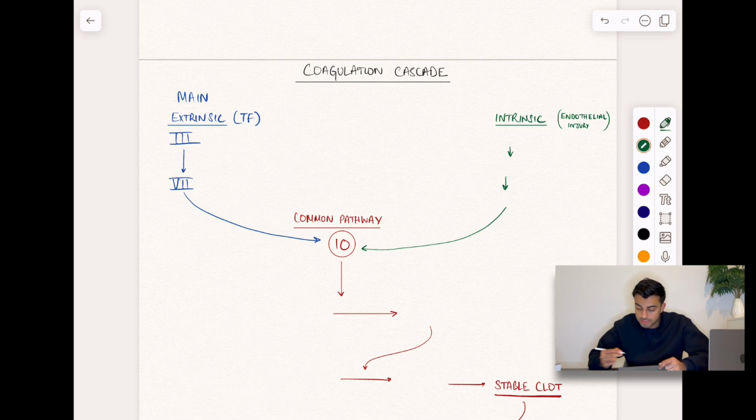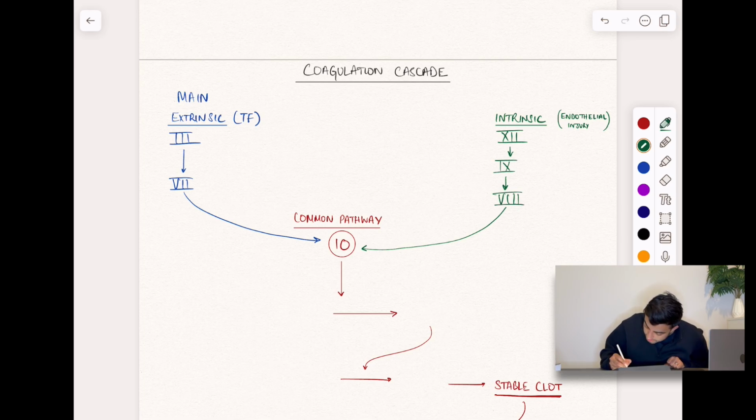Okay. The intrinsic pathway, on the other hand, is activated when there is endothelial injury. So the inner luminal layer of the blood vessel, when there is a break within that, the subendothelial cells are exposed, and that sets off a chain of events which causes factors to be activated and activate the intrinsic pathway. So when there is endothelial injury, factor 12 becomes activated. This goes on to activate factor 9, which goes on to activate factor 8. And factor 8 then goes on to activate factor 10.